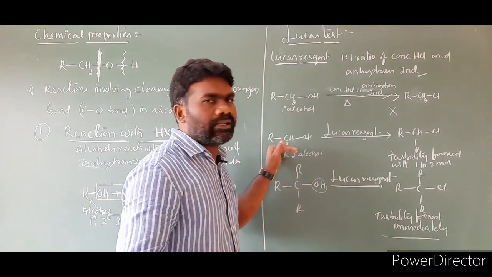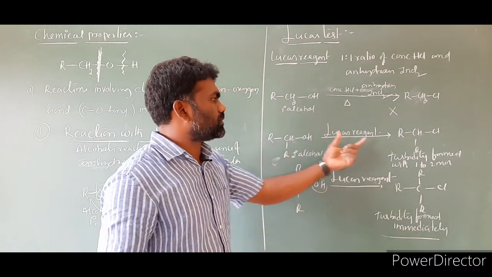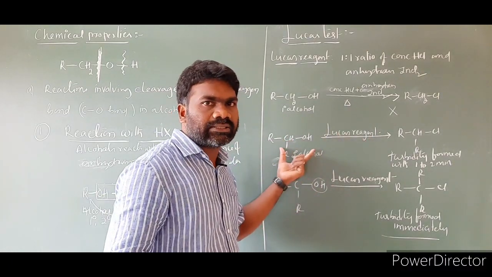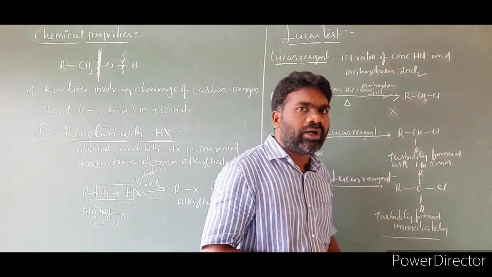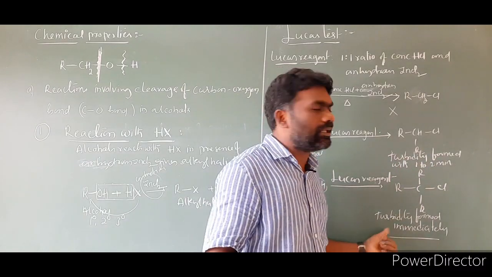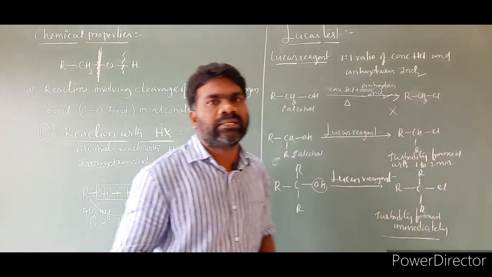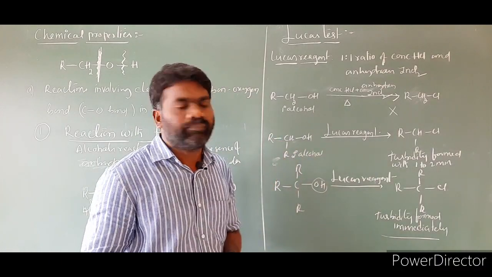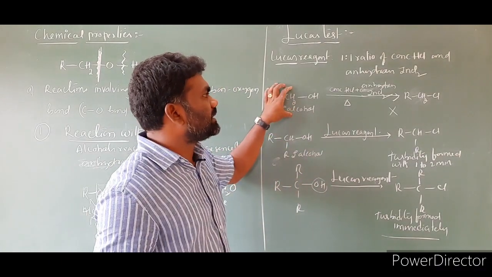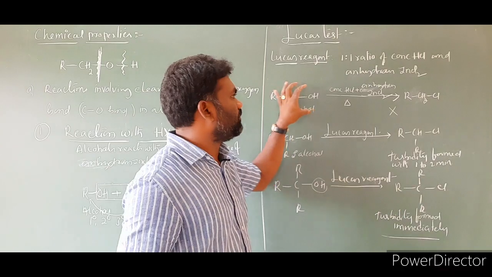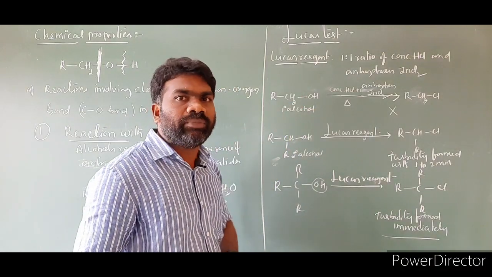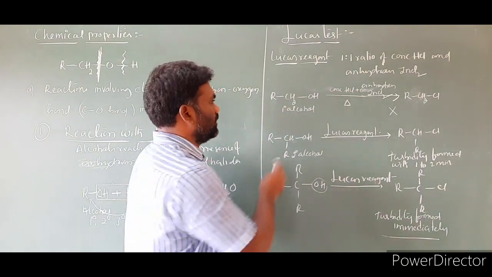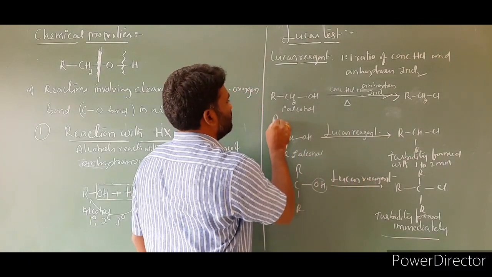And coming to the secondary alcohols, when the Lucas reagent is added, turbidity forms after 1 to 2 minutes, not immediately. That is a secondary alcohol. Clear? And when Lucas reagent is added to primary alcohols at room temperature, there is no product. I am rewriting this equation for understanding purposes.